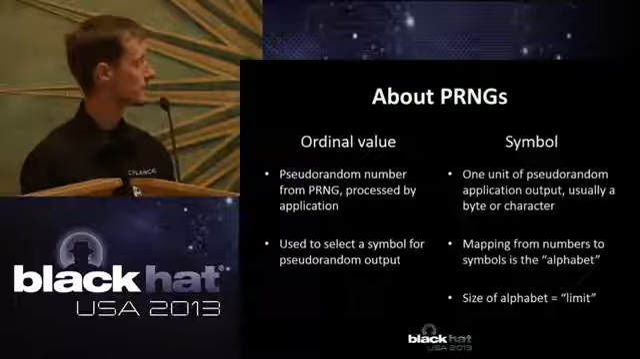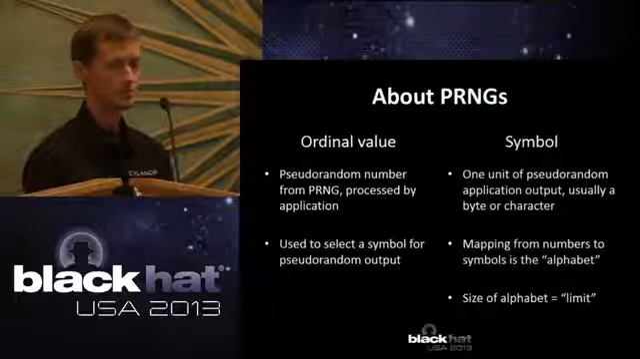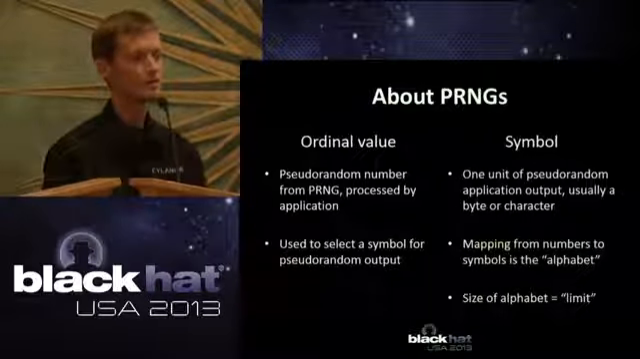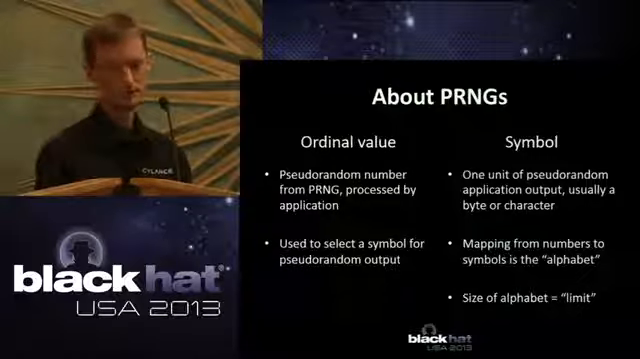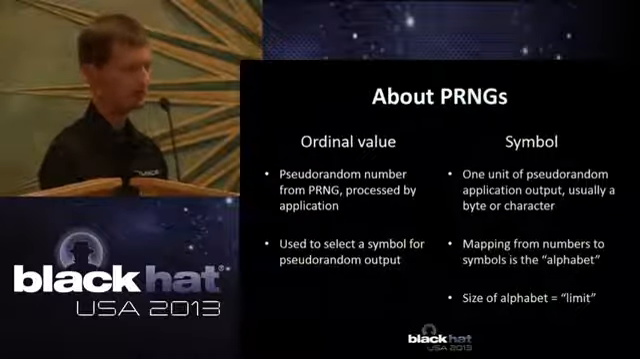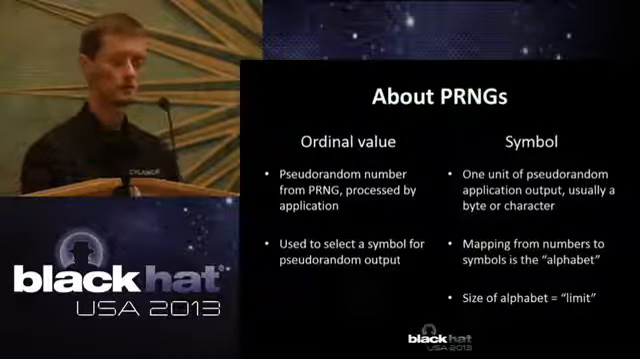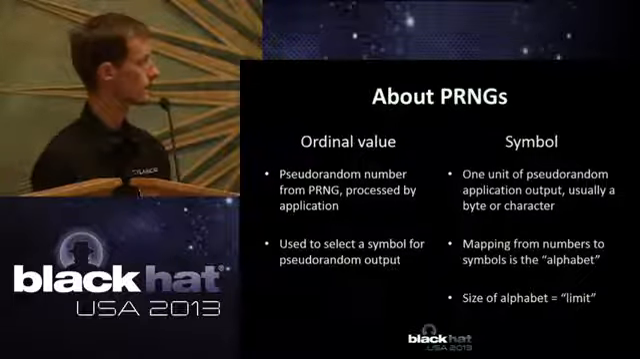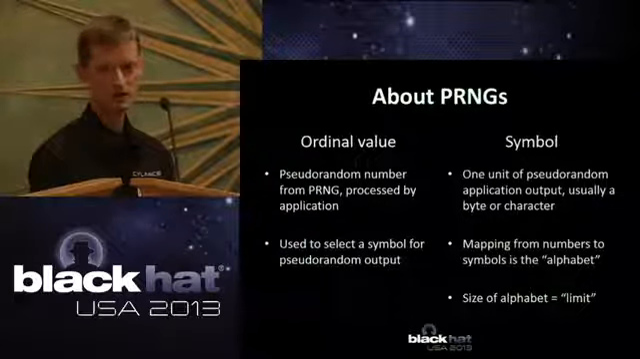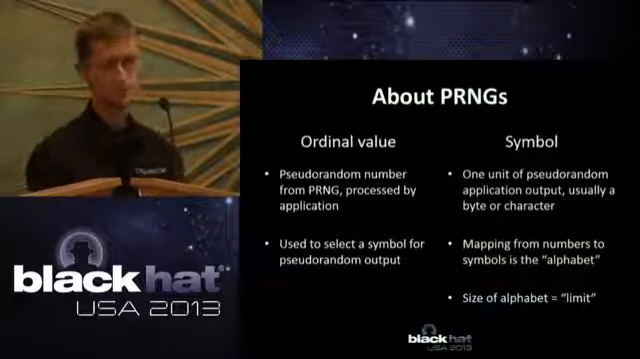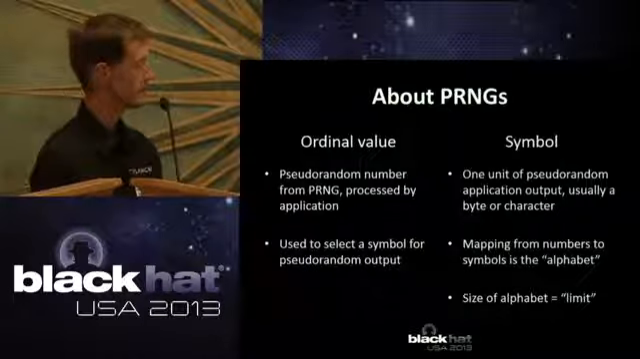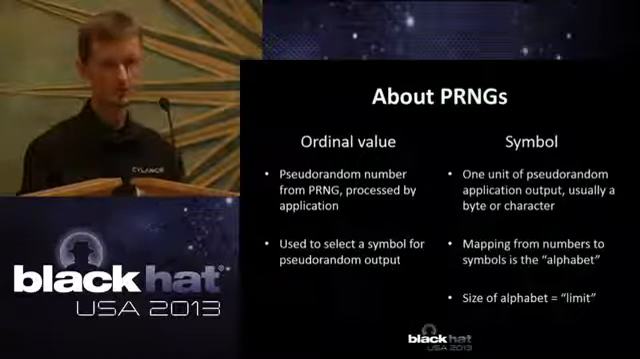So the pseudorandom number is pretty well processed by this point. We have what we're calling an ordinal value. Say they want numbers from 0 to 25. At this point, these ordinal values are ranging from 0 to 25. But again, the applications typically don't want to just emit raw numbers, they want to emit symbols. So there's this mapping, what we're calling an alphabet, from ordinal values. Again, take the example of 0 to 25, might map to the symbols A through Z in the English alphabet. This mapping is the alphabet, and the size of that alphabet is the limit. So again, in the 0 to 25 example, 26 is the limit.